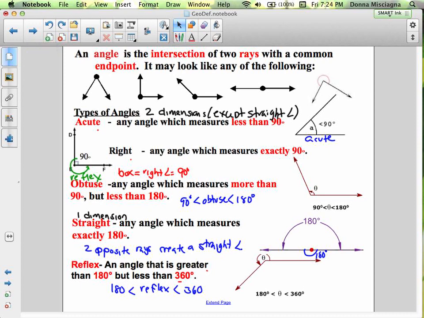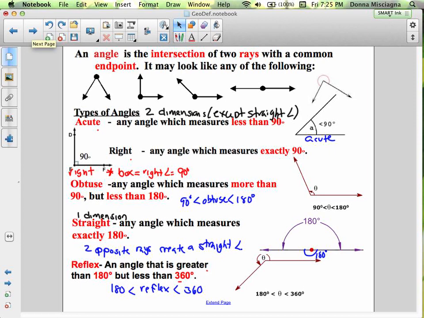Next, we have the right angle. The right angle definition, any angle which measures exactly 90 degrees. And don't forget to write it as 2 dimensions. If you see an angle and it has a box in it, the box is equal to right angle, which means 90 degrees. Right? Add this to your notes as well as the diagram. So this is the right angle.